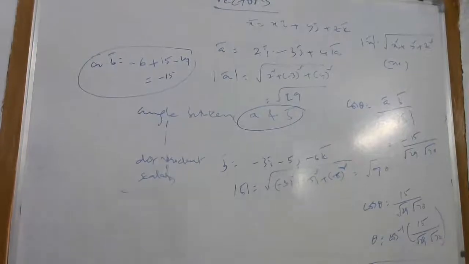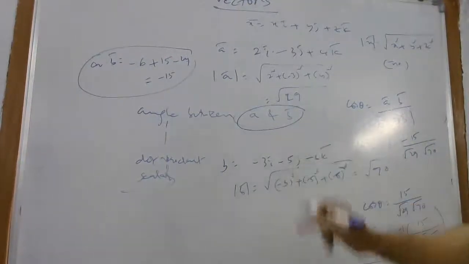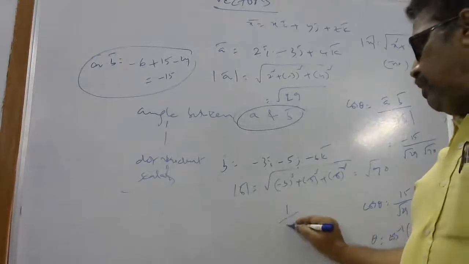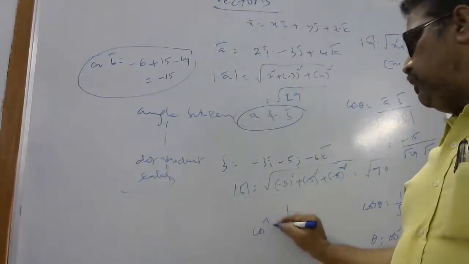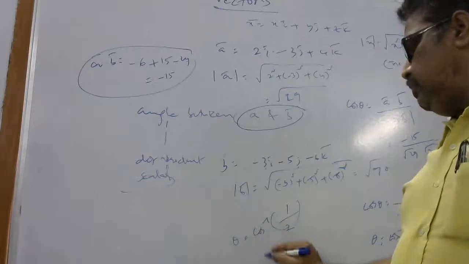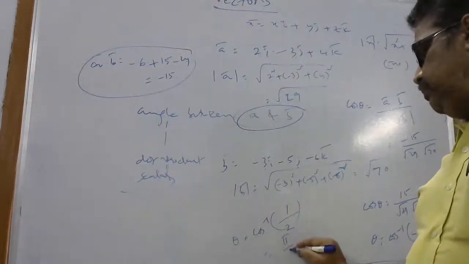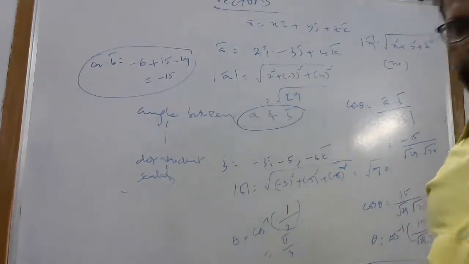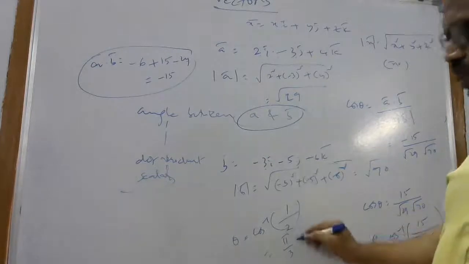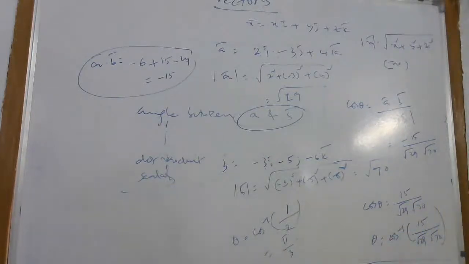But generally, if I get 1 by 2, suppose I got a bar dot b bar as 1 and mod a bar into mod b bar as 2, cos inverse 1 by 2 is theta, which is equal to pi by 3, that is 60 degrees. Understood? So for minus 1 by 2, you will get the angle. So you will get a number which can be simplified with respect to the cos value. Understood?